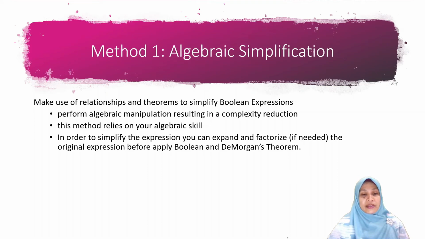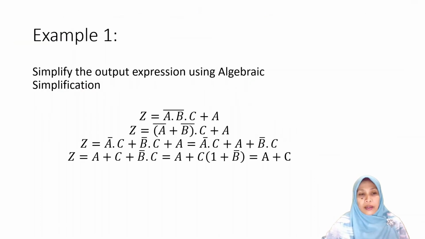Method 1, algebraic simplification. Perform algebraic manipulation resulting in a complexity reduction. This method relies on your skill. In order to simplify the expression, you can expand first or you can factorize first if needed. So there is no systematic approach. It depends on which Boolean theorem or which step you want to do first. Okay, this is the example for algebraic simplification.